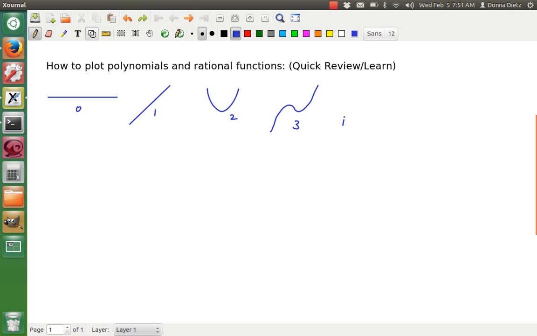If it's degree 4, what? It's going to go do something like that, right? And degree 5 is going to be like that. And the roots don't always have to be real. The shape is what tells you the degree of the polynomial.